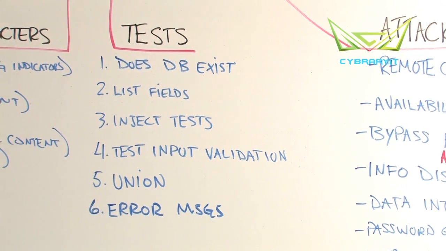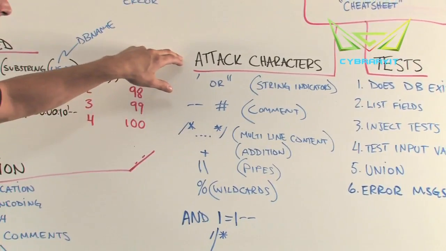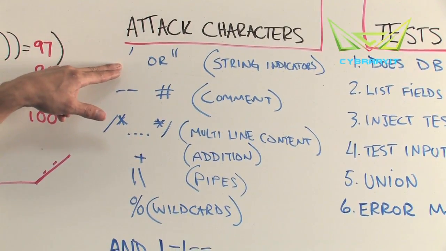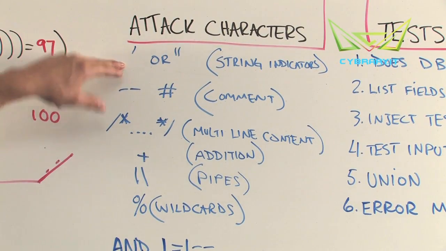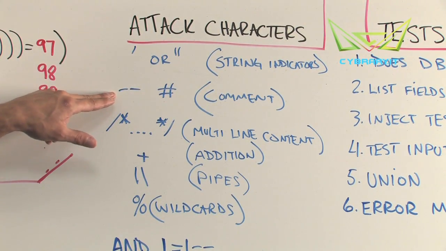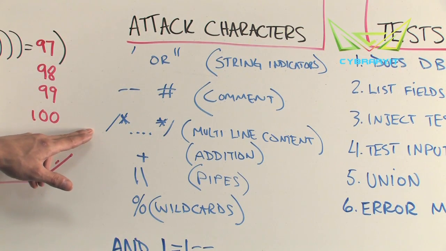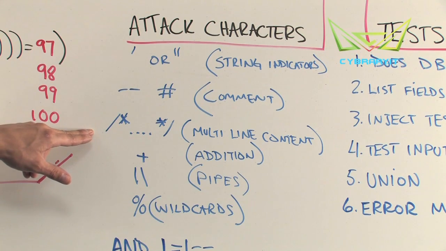Okay, some of the traditional attack characters here are the single tick or a double tick. Basically, these are what we call string indicators. You can do comment fields, either like a dash dash or the pound sign. You can do multiple inline comments. This is also great for obfuscating techniques.